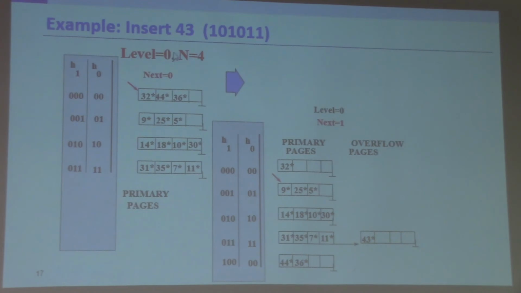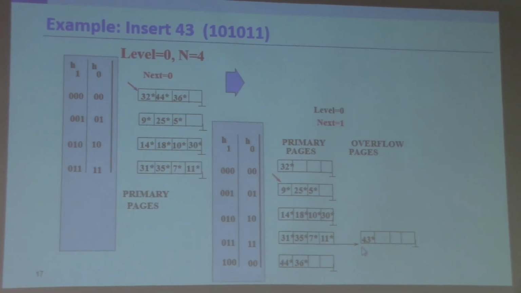And I insert 43. This is not the search key value k. This is the hash value of that search key value. So the hash value of some search key value is 43, which translates to this binary number 101011. Using level 0 hash function, because I'm currently in level 0, where should this go? It should go to 11. This bucket, I introduce an overflow bucket.